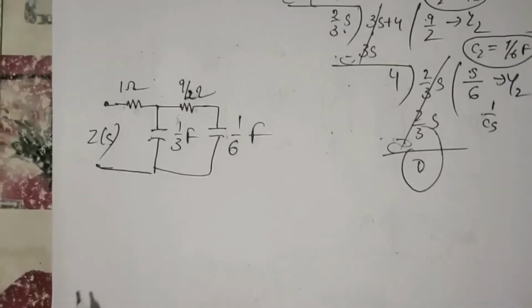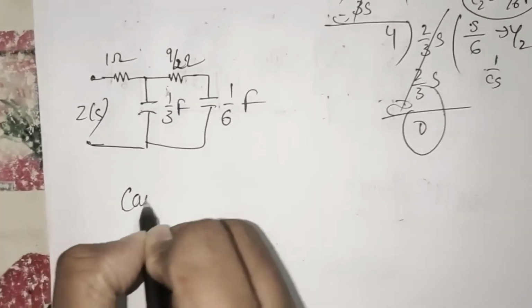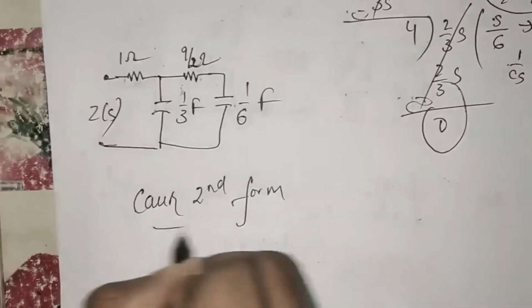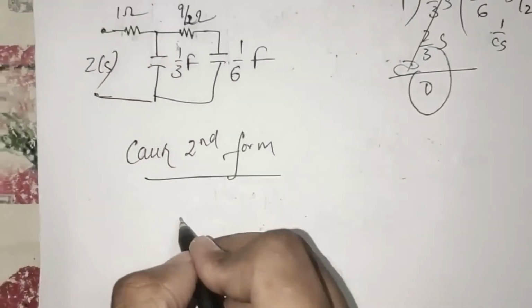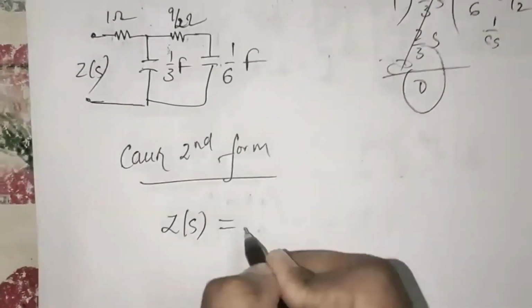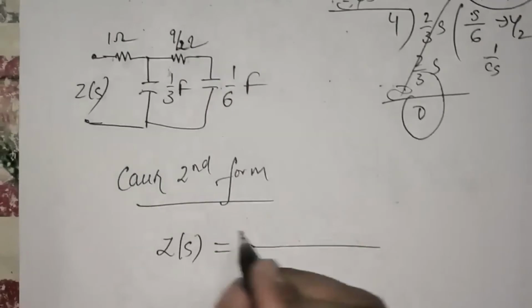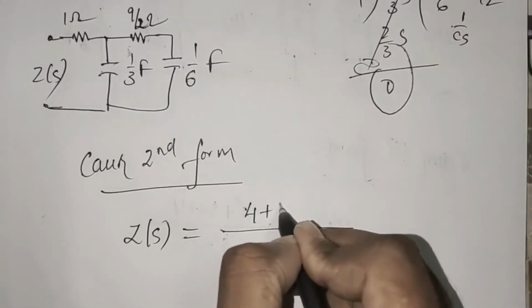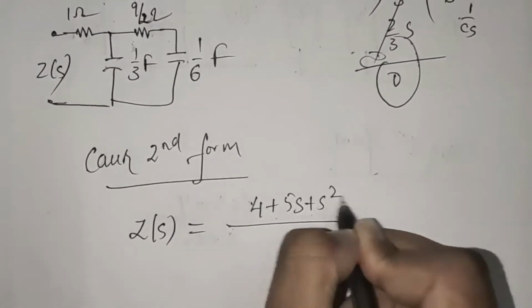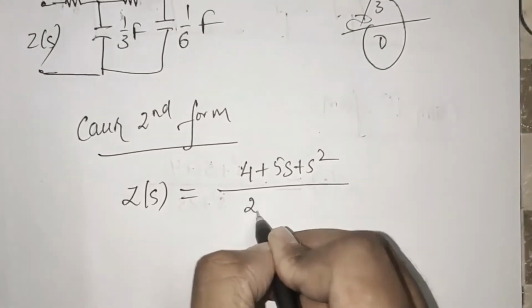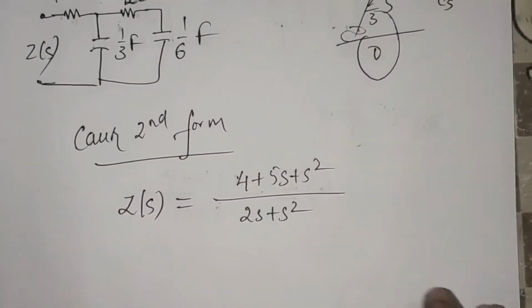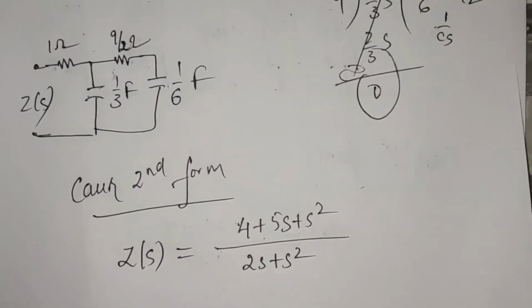And the last, fourth method is Cauer second form. Here both numerator and denominator must be written in ascending powers of s. So this becomes 4 plus 5s plus s square. The denominator becomes 2s plus s square. So applying continued fraction.